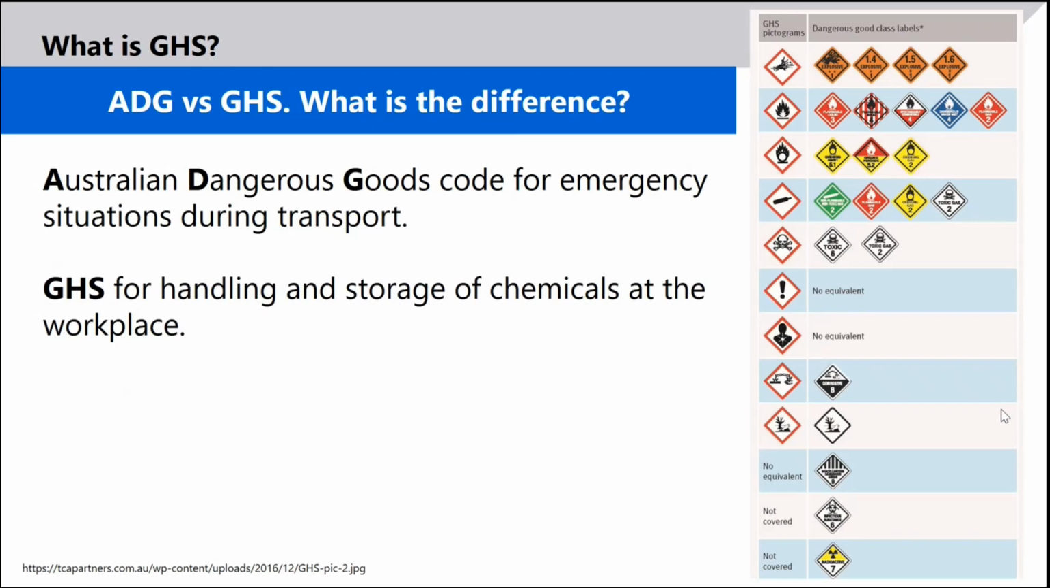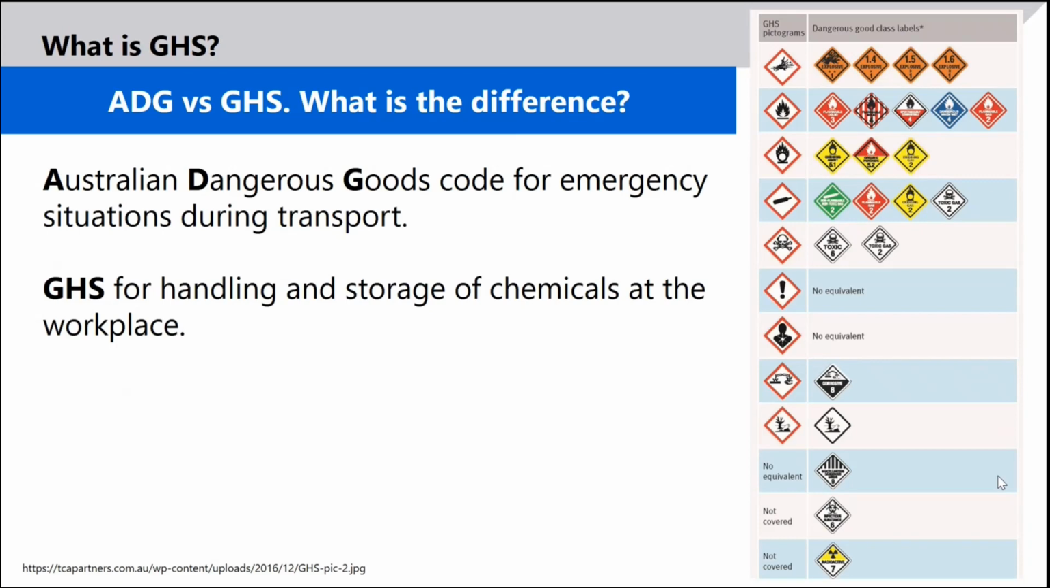So the ADG code is referred to in the workplace health and safety regulations for placards and manifest purposes at workplaces. So GHS labeling is suitable on internal packaging for goods in transit. However, an ADG symbol may be substituted for a GHS pictogram where the ADG symbol, class symbol, represents the same hazard to meet transport requirements. The workplace health and safety regulations apply to the use, handling, and storage of hazardous chemicals at a workplace.